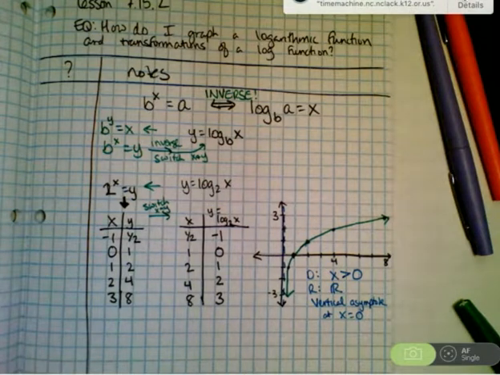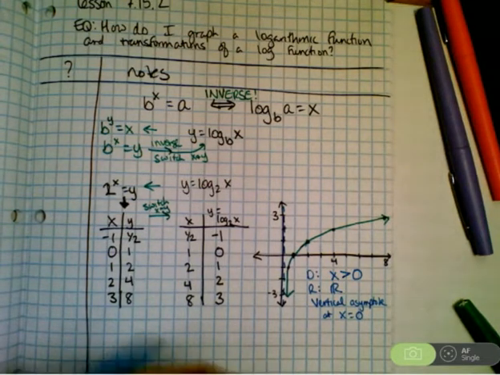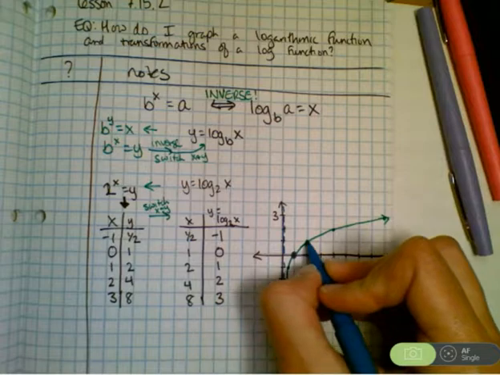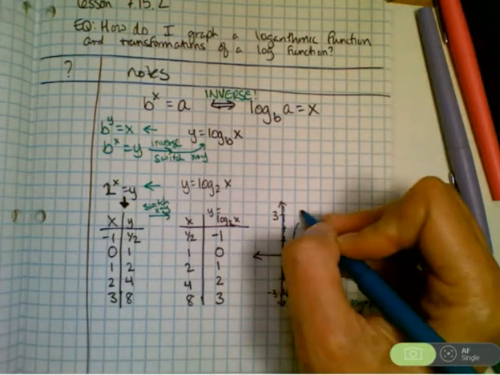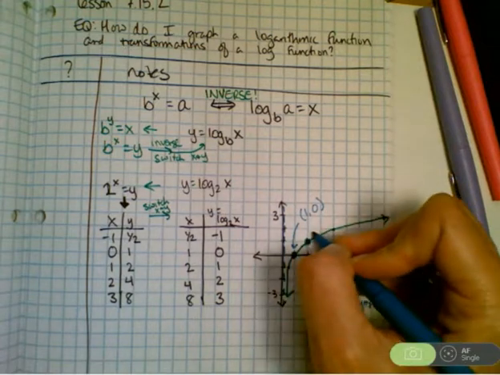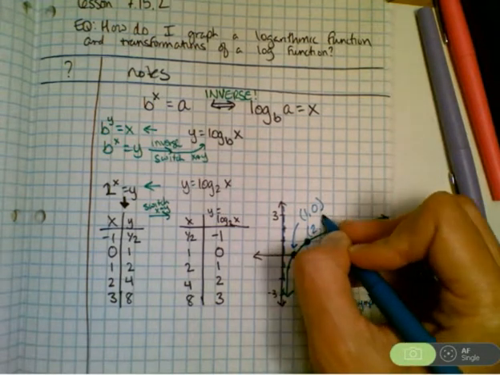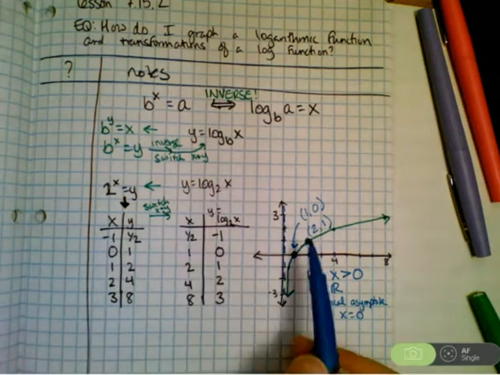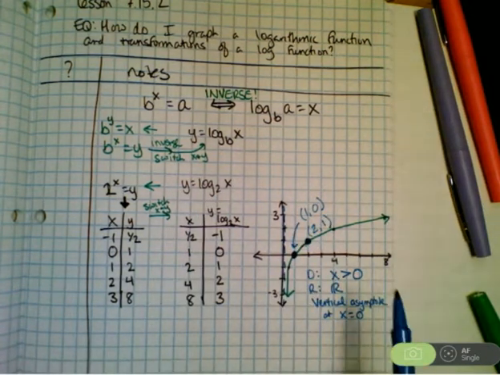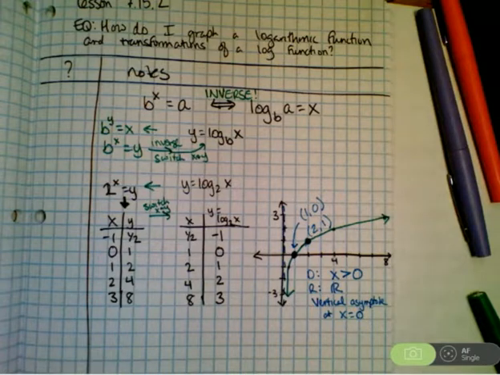And it has a couple of reference points. Those reference points are right here and right here. So that one is at 1, 0, and this one is at 2, 1. And so when we look at transformations of log base 2 of x, it's those 2 points that we're going to move in order to find our new ones.